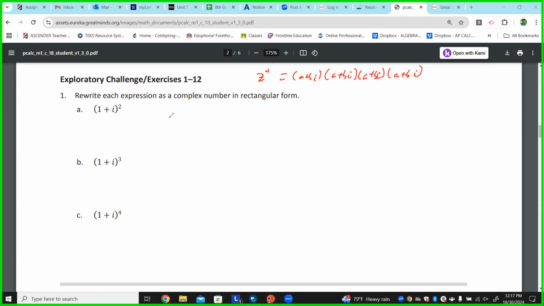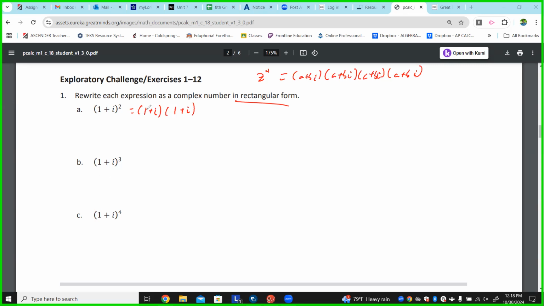In this challenge here, we're going to identify that there is a simpler way and a pattern that always works. All right, so first thing it wants us to do is just rewrite each one of these in rectangular form. So we're going to go through the process of doing it the long way and then see if we can identify a pattern. Remember that 1 plus i squared is 1 plus i times 1 plus i. How would I work this out?